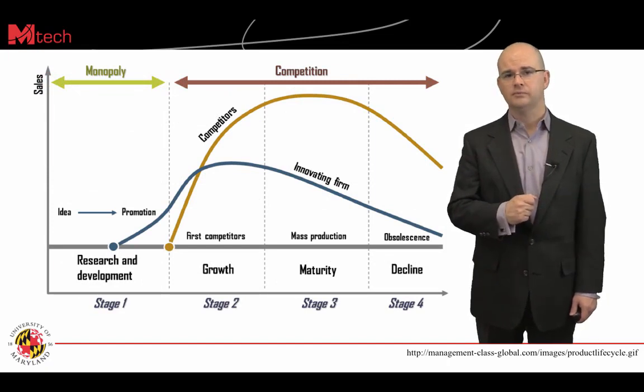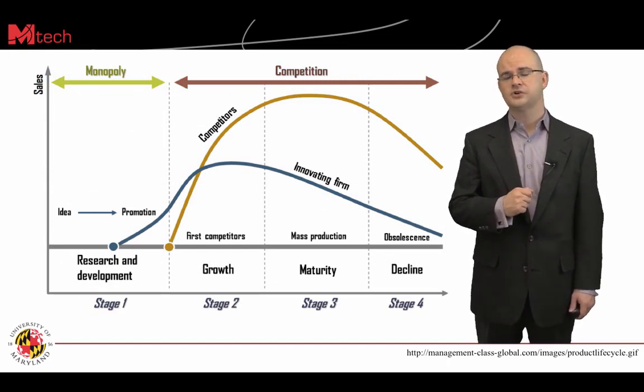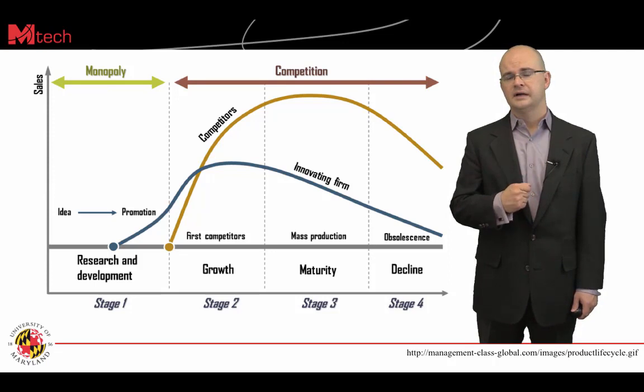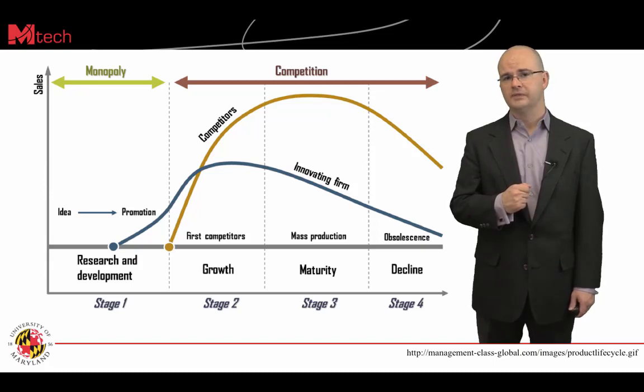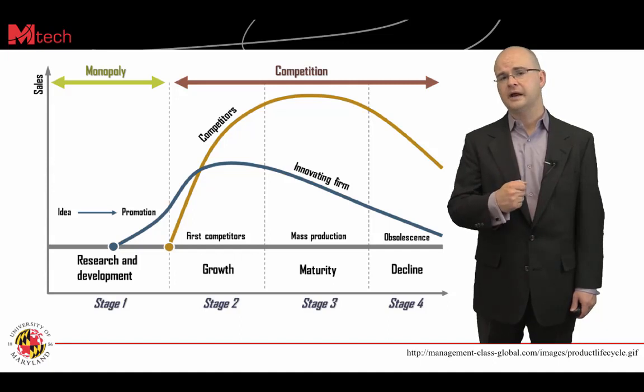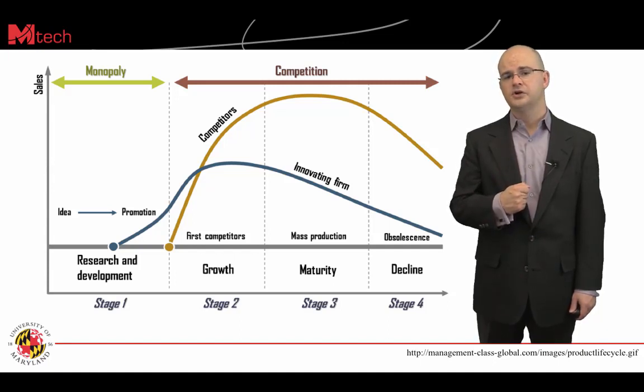In this example, it starts with research and development. You may have a limited monopoly if you're an early entrant. The second phase is growth. You begin to launch your product in the market, and other competitors enter the market as well. The third stage is maturity.